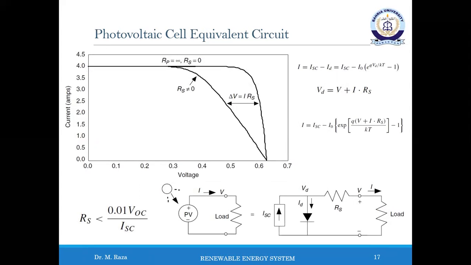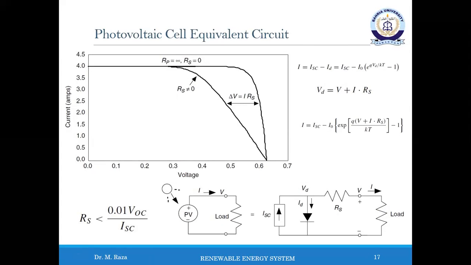The equation given here can be interpreted as the original PV I-V curve with the voltage at any given current shifted to the left by V equal to I times Rs, as shown in the characteristic diagram. So this curve will be shifted toward this direction, the left side, and it will look like this.